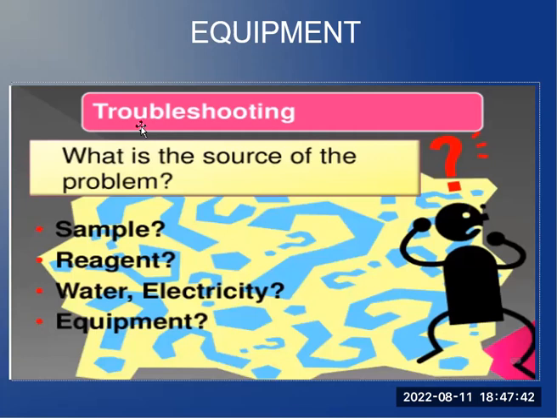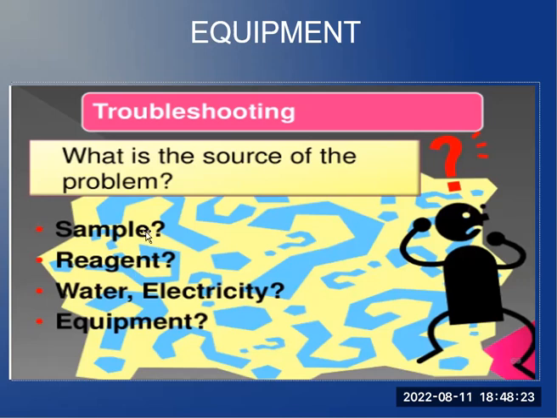Next is troubleshooting. These are examples of troubleshooting. What is the source of the problem? It's either the sample, your reagent, water problem, or electricity, and the main problem is usually the equipment itself. You can troubleshoot this by yourself, or you can call the engineer if you don't know how to troubleshoot, do not just improvise.